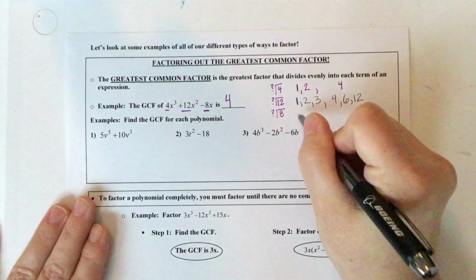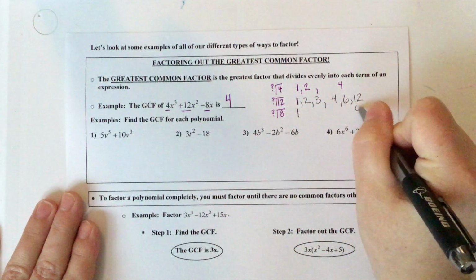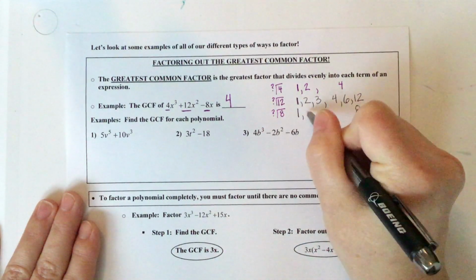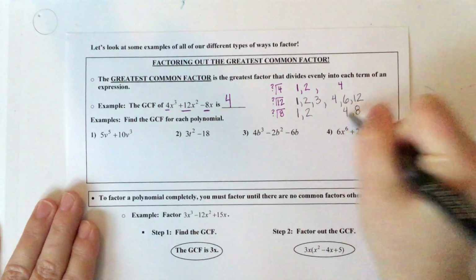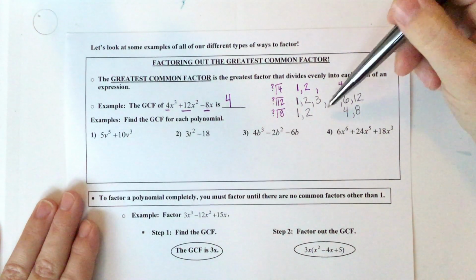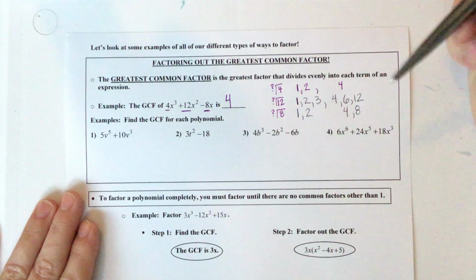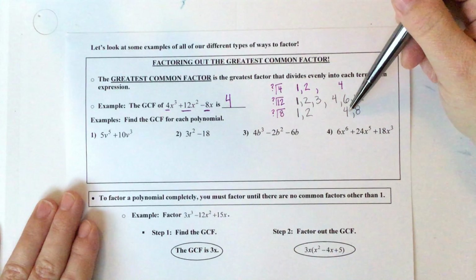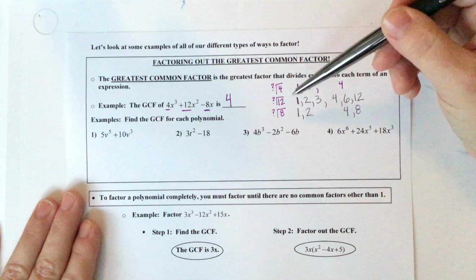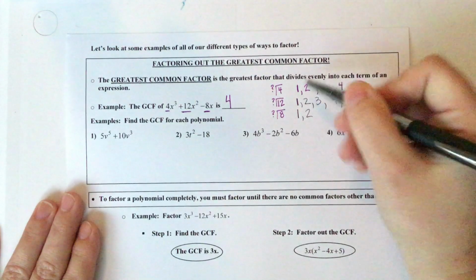Factors of 8. So 1 times 8 is 8. Then you go to 2. 2 times 4 is 8. Then you go to 3. But 3 times nothing will make 8. And then you're to your next number, which is a 4. So now you've got them all. So these are all the numbers that can divide into 8.